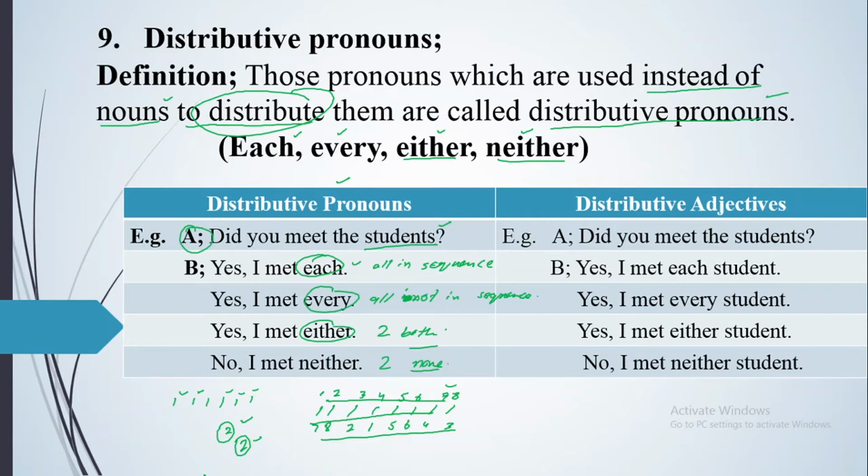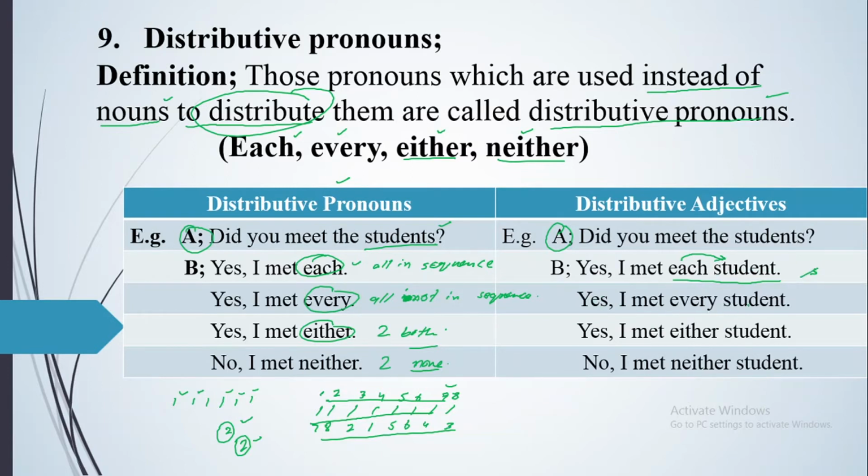Keep in mind how to change them into distributive adjectives. If you want to change them into distributive adjectives, after each, every, either, neither, you will put a noun, and there must be a singular noun. You will not put a plural noun. If you put the plural noun, the sentence will be wrong. Suppose A asks a question, did you meet the students? Yes, I met each student. Each is adding something in the meaning of the noun and distributing the nouns. But here you will not put students. Keep in your mind, students will be wrong. You will just put each student.